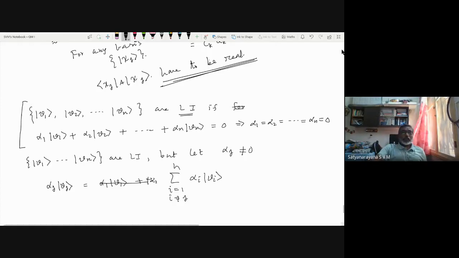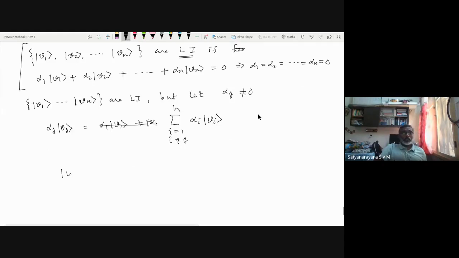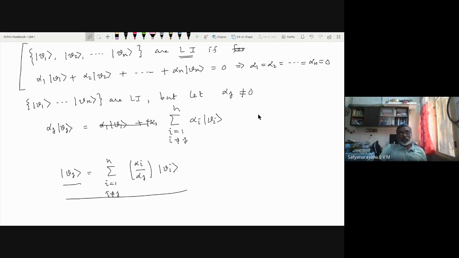Correct. So that means what? That means I can write this vj as a linear combination of the other n minus 1 vectors, i not equal to j, with coefficients alpha i by alpha j. What does that mean? vj can be written as a linear combination of the other n minus 1. That implies this set v1 etcetera vn is linearly dependent, because I can write one in terms of the other n minus 1. So this is a contradiction to our assumption that it is linearly independent.